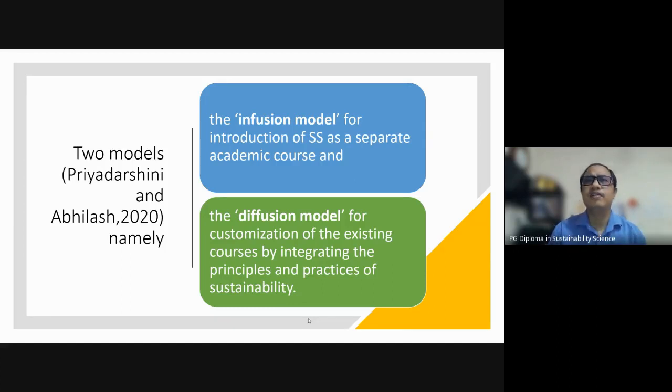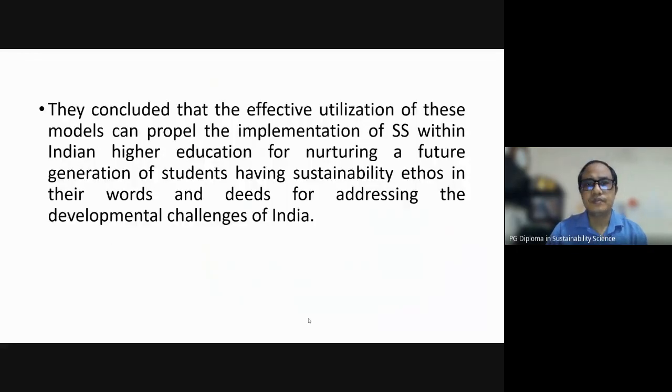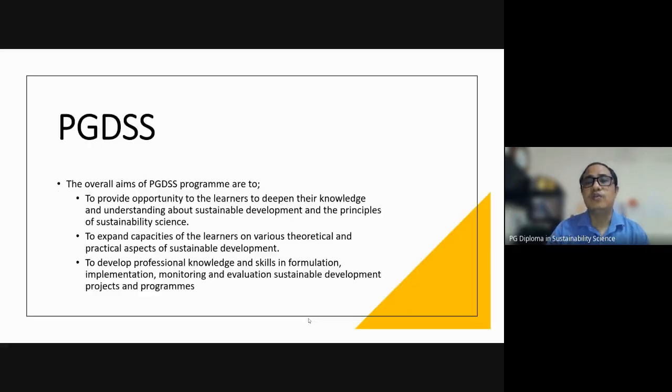In that way, different universities have different courses, and they integrate the principle of sustainability with the existing curriculum. Right. So after that review, they concluded that effective utilization of these two models will help in developing or nurturing a group of leaders as future leaders or ambassadors of sustainability.